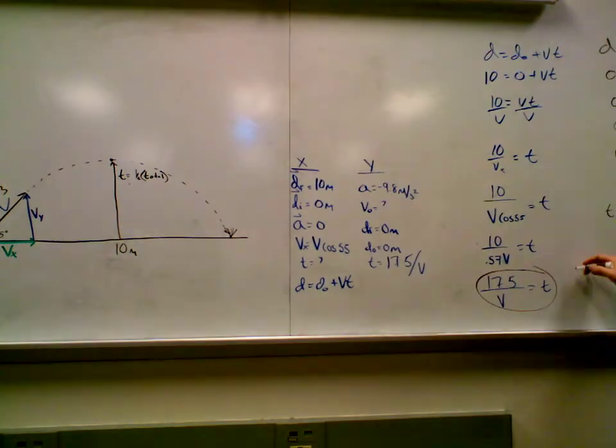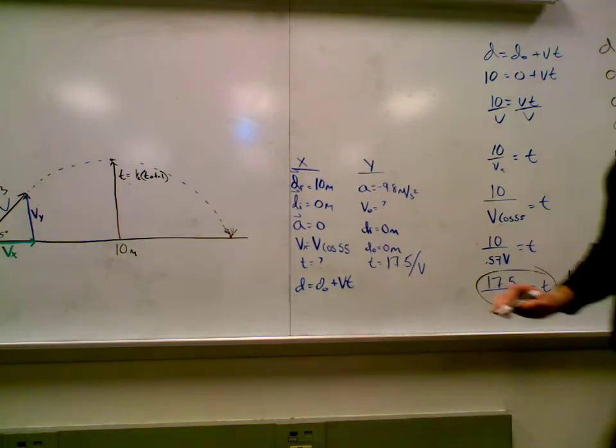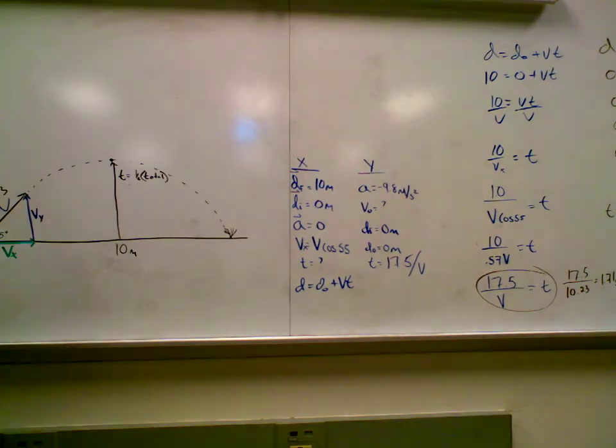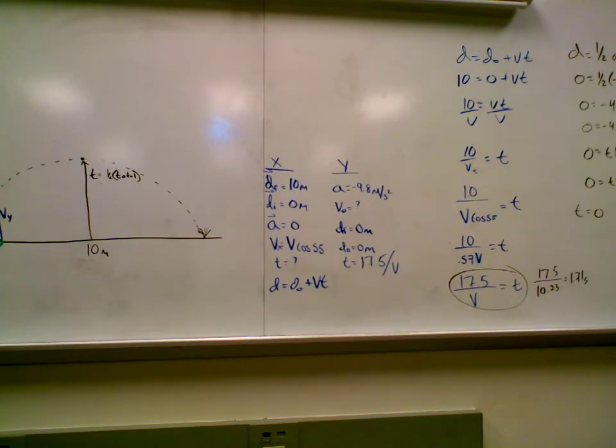So 17.5 divided by v, what's that? Our v we said was 10.23. 1.71. So 1.71 seconds.